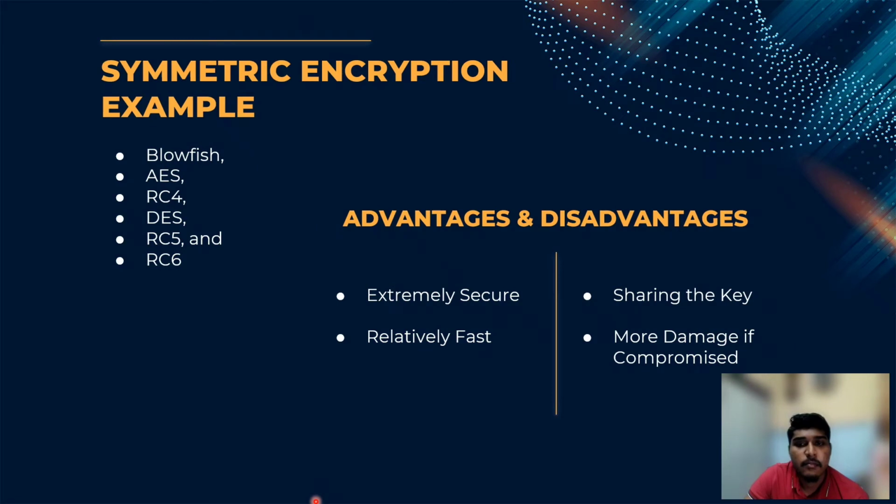These are examples of symmetric encryption: Blowfish, AES, RC4, DES, RC5, and RC6. There are some advantages and disadvantages in symmetric encryption. The advantages are that it is extremely secure and relatively fast, and the disadvantages are sharing the key, and more damage if the key is compromised.